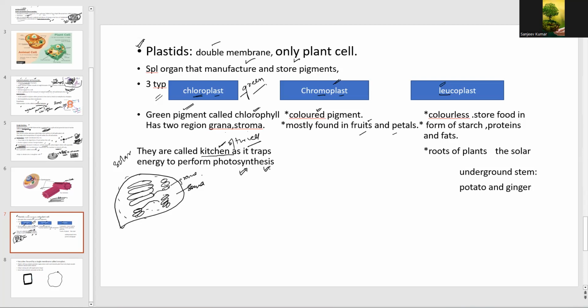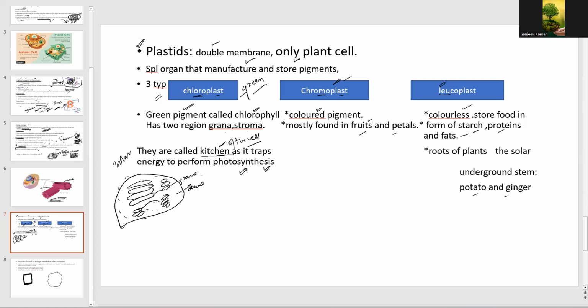So now the question arises that why, how, or which pigment is present in the color pigment, or in the fruits, or in the petals? It is the chromoplast which gives color. Then what is the leucoplast? Leucoplasts are the colorless, means they help to store the food in the form of starch, proteins, or fats. अब कौन से होते हैं जो colorless होते हैं? The colorless are the potato and the gingers.